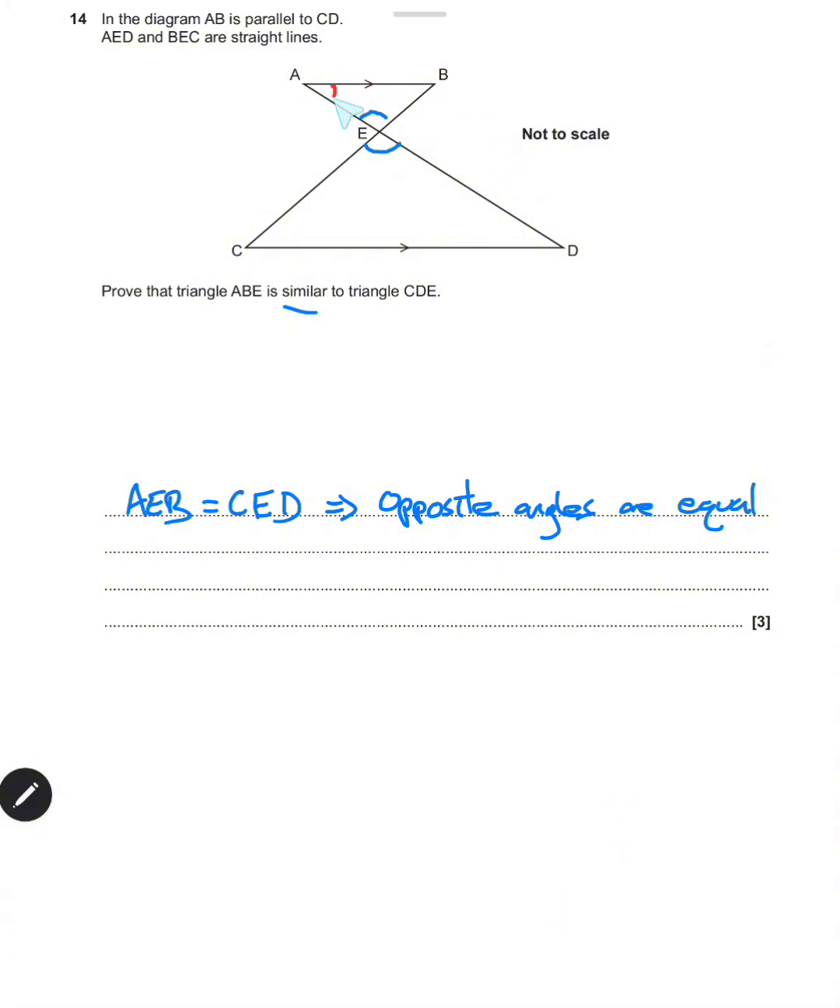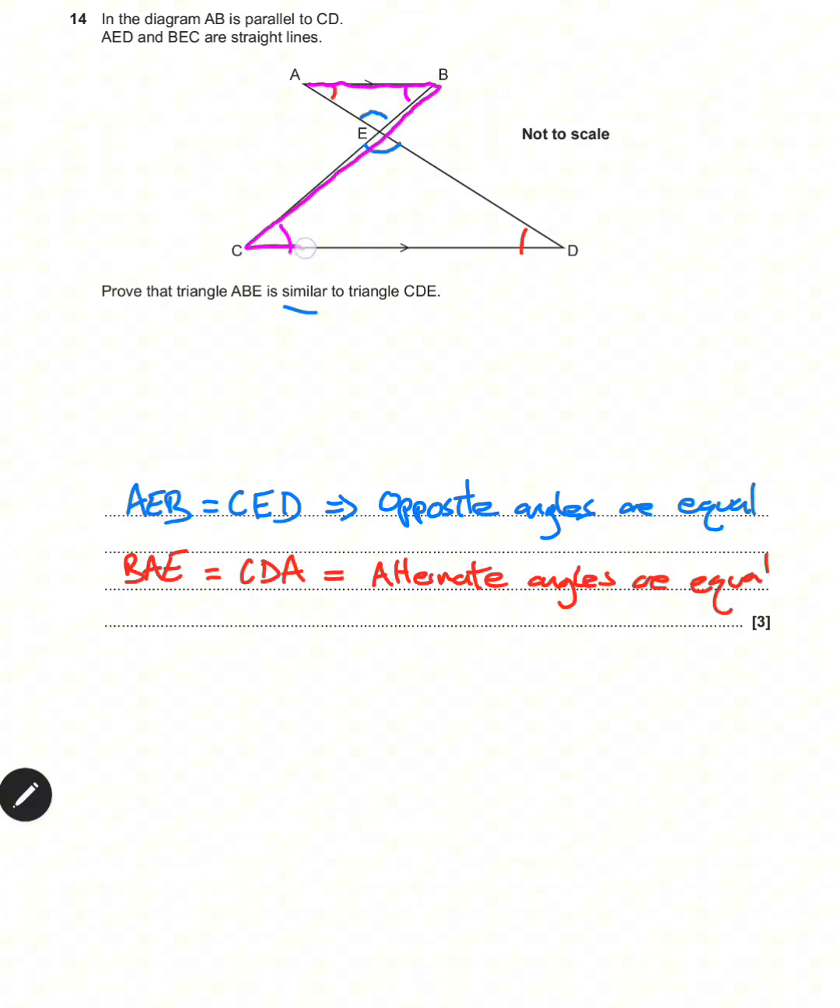We can also look at this angle, and what we've got is a set of alternate angles there. So we're going to say BAE is equal to CDA. And the reason is alternate angles are equal. And then we can do the same looking at this and this. And again, we've got a set of alternate angles. So I'm just going to write ABE is equal to DCB.